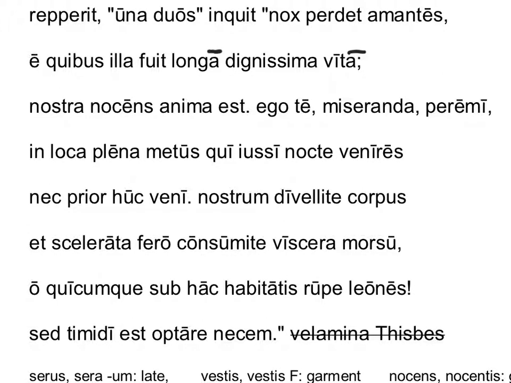Okay, Mary. Nostrum divellite corpus et scelerata ferro consumite viscera morsu. O quicumque sub hac habitatis rupe leones. Oh, you got this. Wait, can I ask you a quick question? Sure, let me pause for you. Mary was wondering if nostra was poetic plural, and she decided it was. Rip apart my body and consume my entrails with a fierce bite, having been defiled. Oh, whatever lions who live under this cliff.